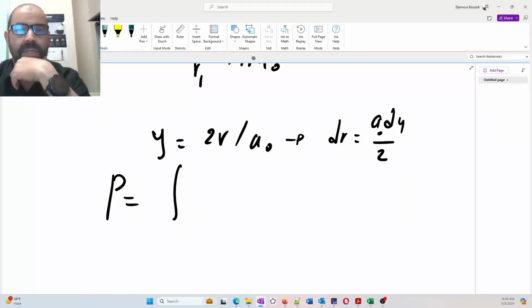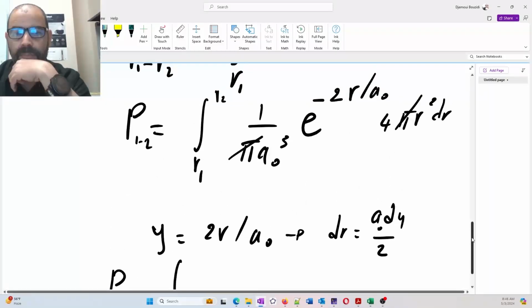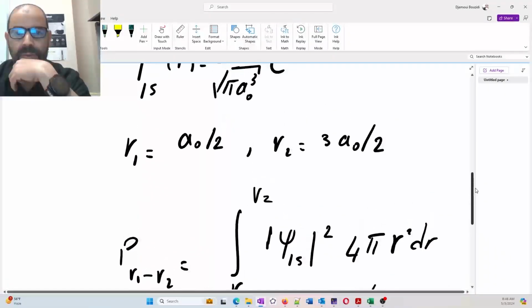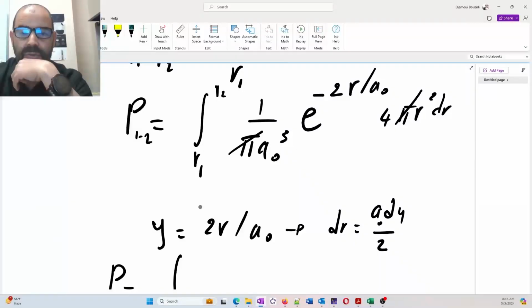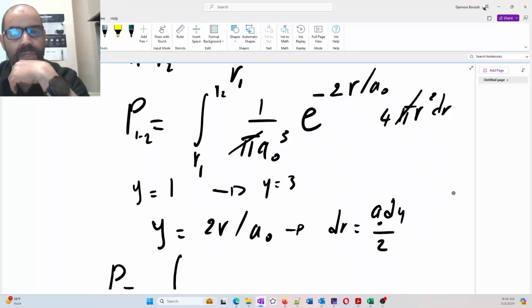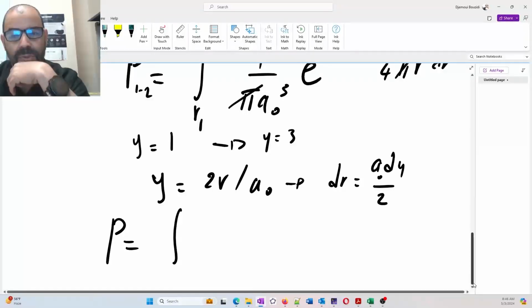So basically what we're left with in this case is that this probability is going to be equal to the integral. Now the boundaries of integration change because the value of r1 is equal to a naught over 2. That means that you have an a naught over 2, the 2 cancels the 2 in the a. So y is going to integrate from 1, because this becomes 1, and 3 over 2, so it's going to be y equals 3. So the boundaries of integration as far as y is going to be just from 1 to 3.